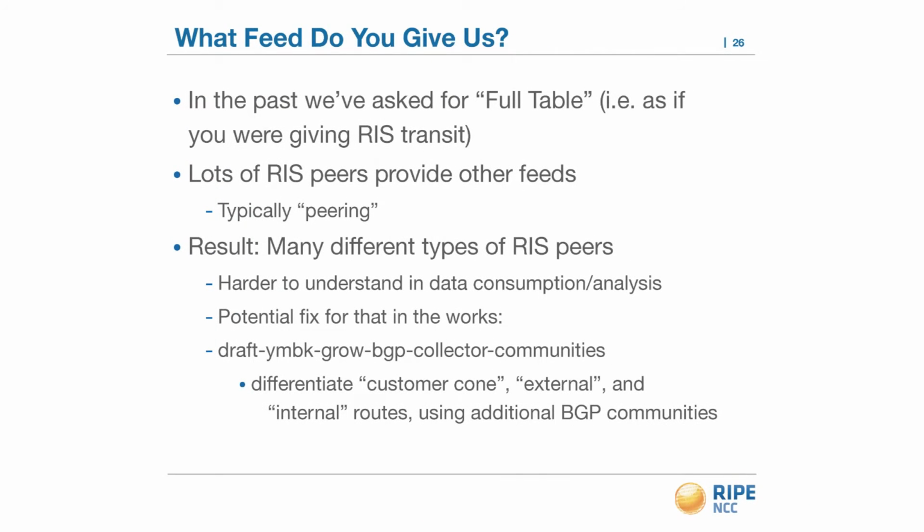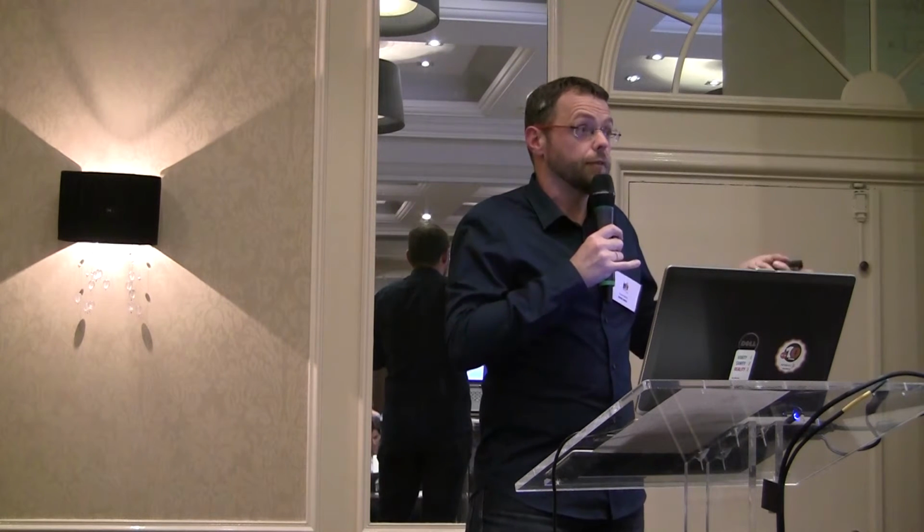From the research side of things, and from the data collection and processing part, in the past we've asked people to give us full feeds, like the feed you would give if you were giving RIS transit. But a lot of peers actually give us their peering feeds, not their peer routes or the transit routes, just their customer cone, so their own prefixes, their customers' prefixes, etc.